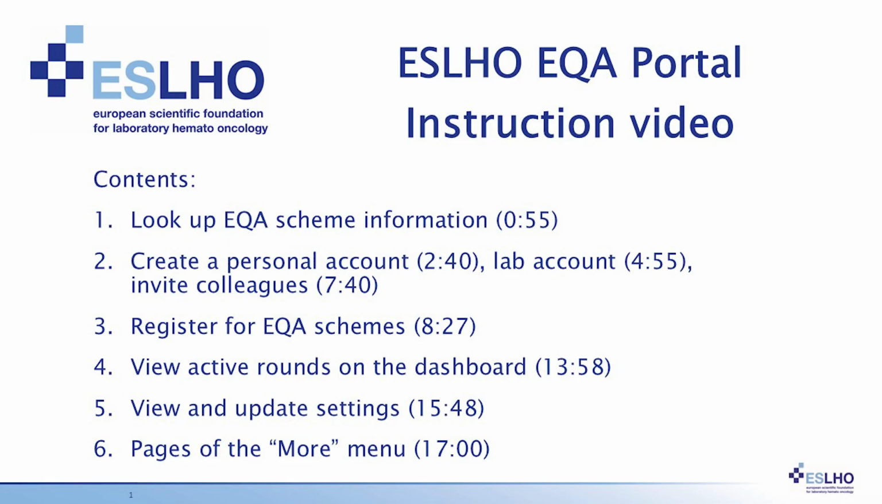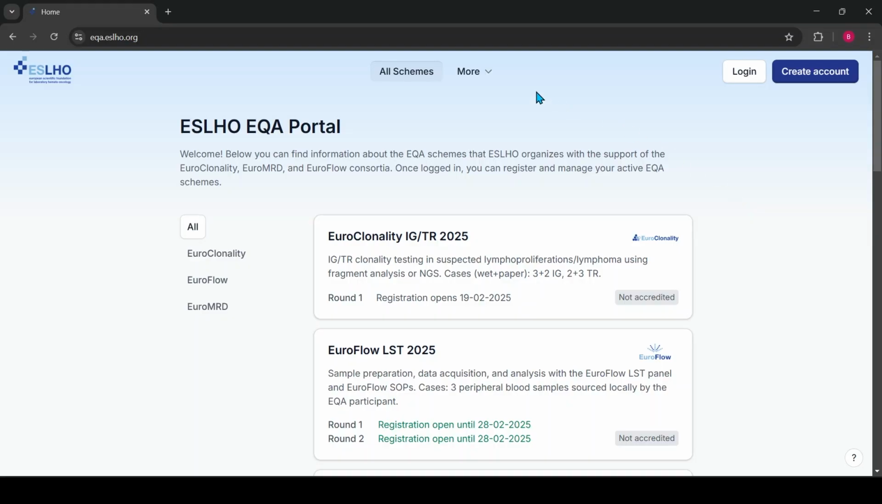In this video, we will look up scheme info, create an account, a personal one, and a lab account, and also invite colleagues to share the same lab account. Register for schemes, view active rounds via the dashboard, view and update settings, and also go through the pages of the More menu here at the top.